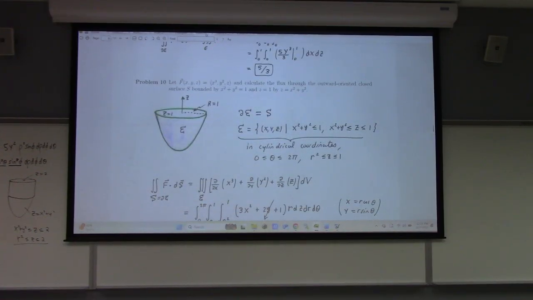Outward-oriented closed surface. Oh, yeah, I see it now. So I'm just saying that there are 1,000 different ways of modifying this to a similar problem.